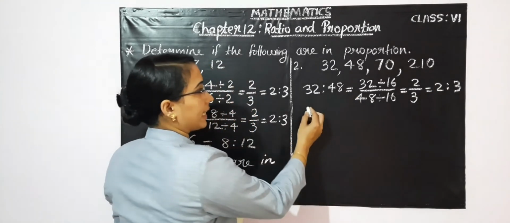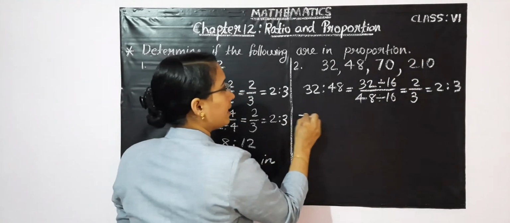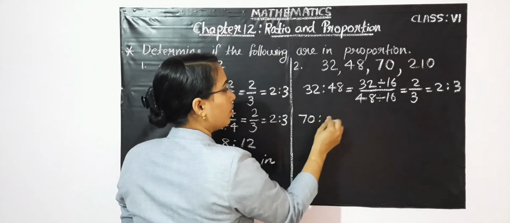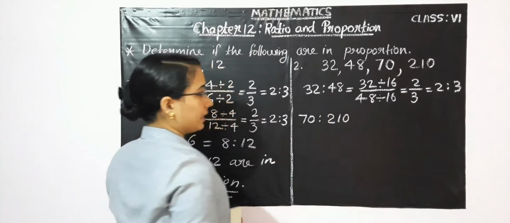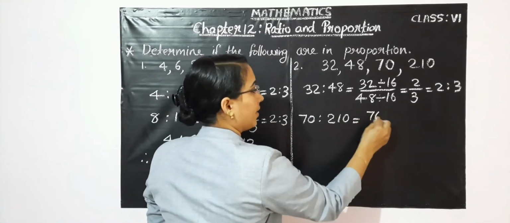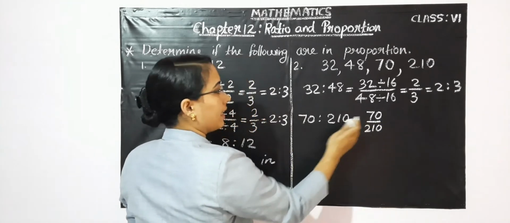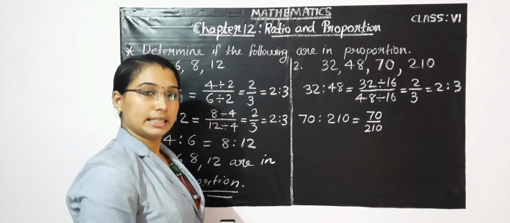Okay. Next, our second ratio. Last 2 numbers will form second ratio. So, 70 is to 210. Then, again we want to write in the form of fraction. So, 70 divided by 210.